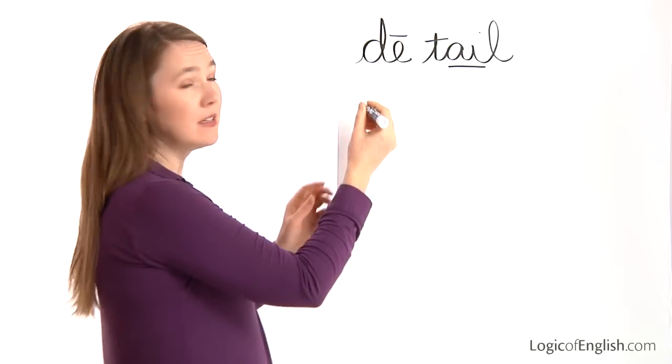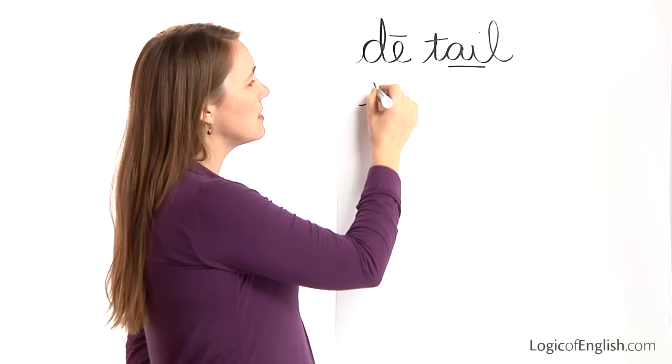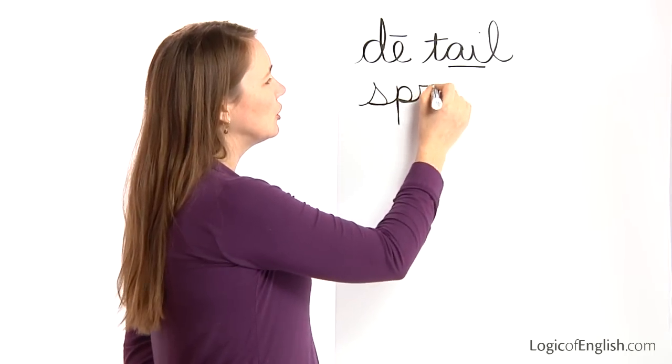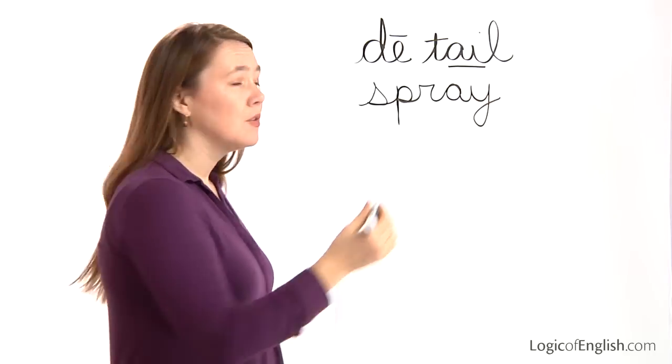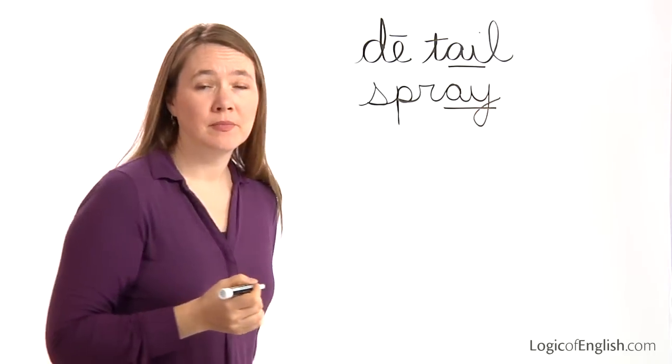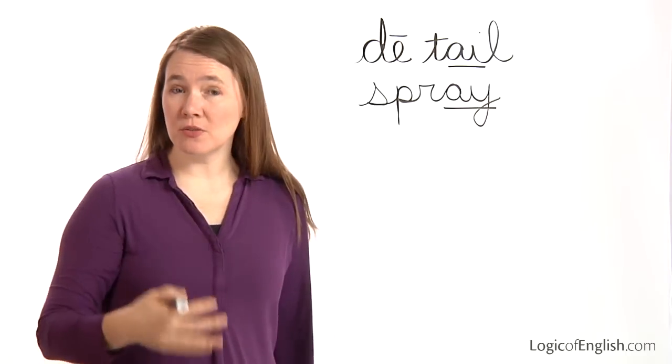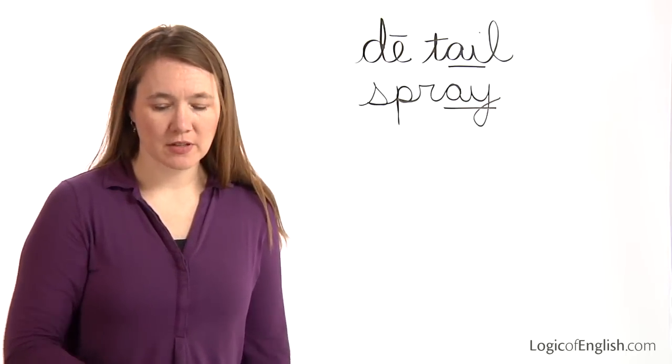And now help me to write it. The first sound is s. S-P-R-A. And how will we mark it? We'll underline the A. And here we have 2-letter A that you may use at the end of English words.